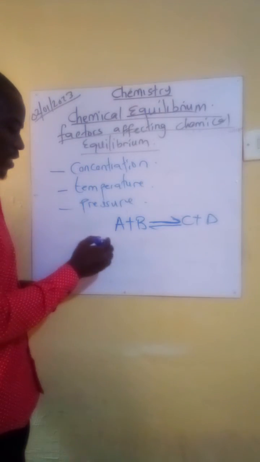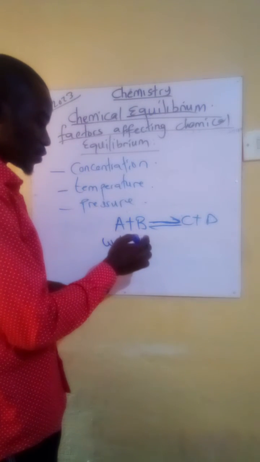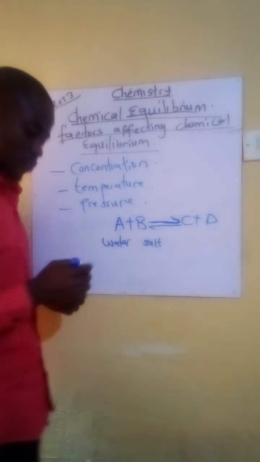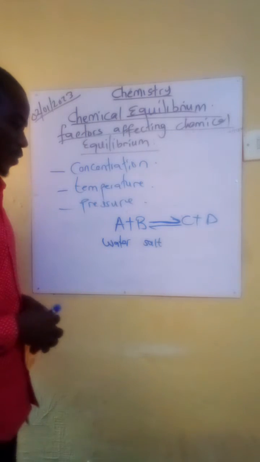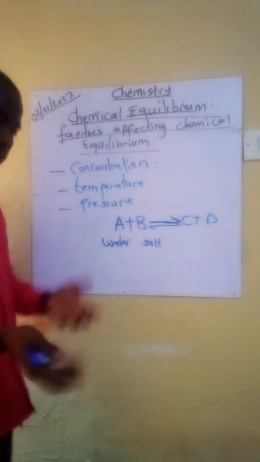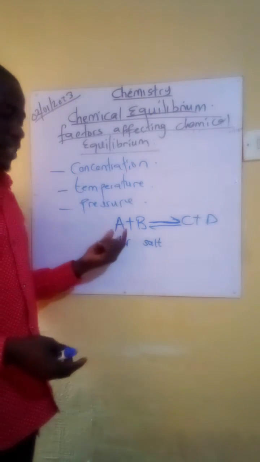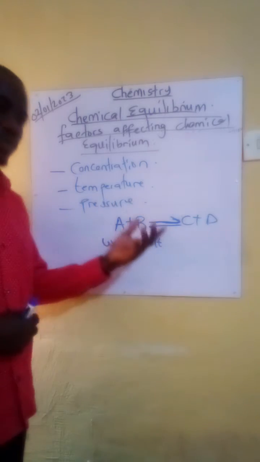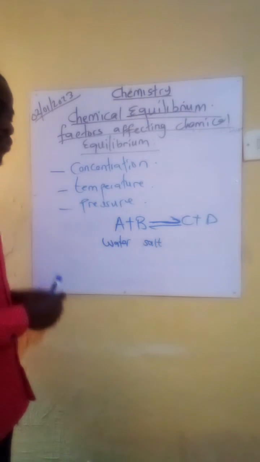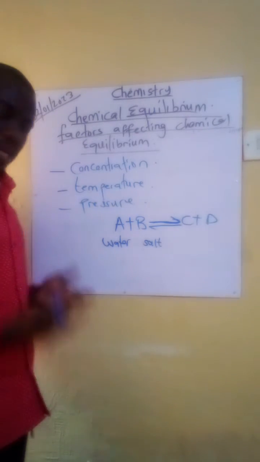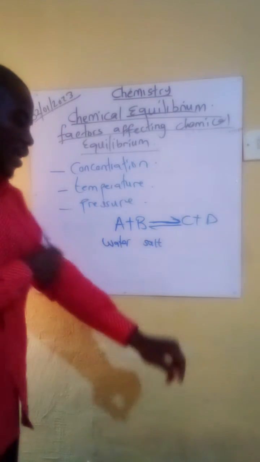Let's say this is, for example, water, and this is, for example, salt. I want to use a very good physical example, what you do every day, what is feasible, before we now come into the chemistry lab, where we'll be using the compounds or elements that are best fit to explain the factors affecting equilibrium. Okay, so let's use this.